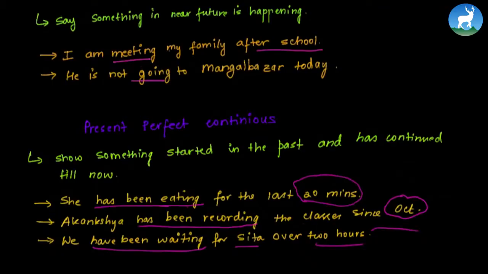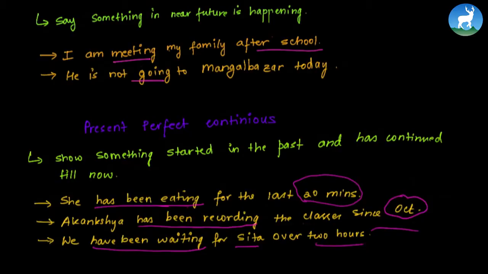And also we use the present continuous tense to say something in the near future is happening. It's about to happen in the near future. For example, I am meeting my family after school. I reach home, and as soon as I reach home, I meet my family. When do I reach home? After I finish my school. So I'm meeting my family after school.